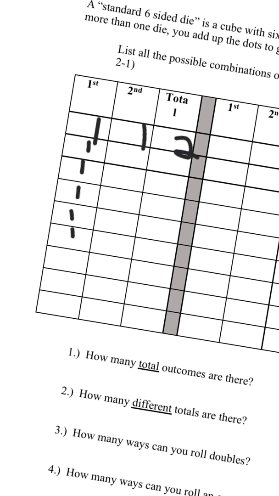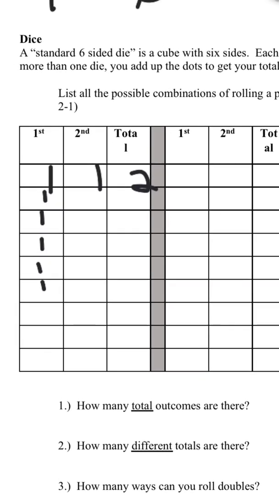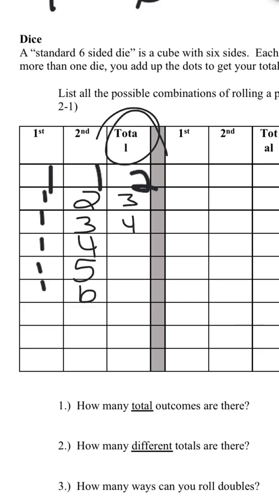Let's zoom in here a little bit to make this easier to see. So then you would have, the next one would be a 2, a 3, a 4, a 5, and a 6. The total is what they add up to. So 1 plus 2 is 3, 1 plus 3 is 4, 1 plus 4 is 5, 6, 7. You're going to do this for all.